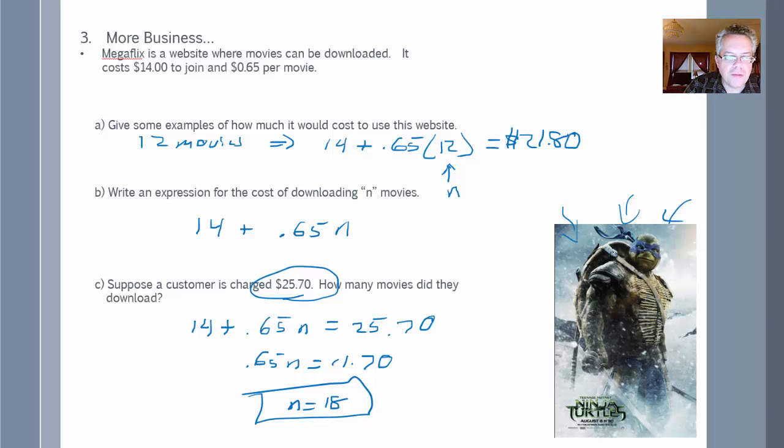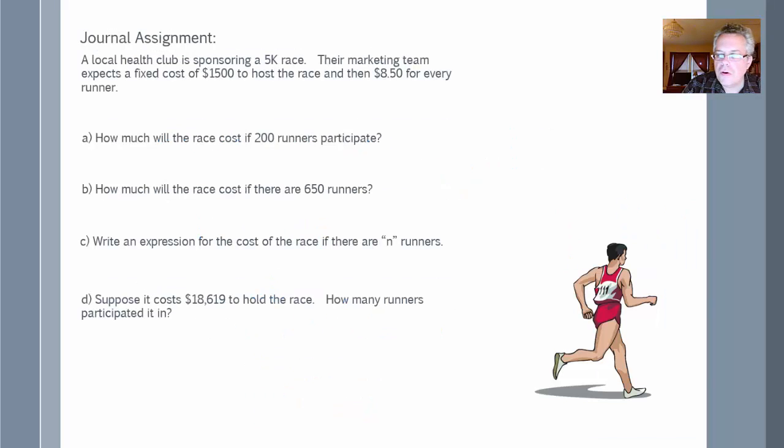All right, here we go. Time for the journal assignment. So you have one business problem to do. A local health club is sponsoring a 5K race. Their marketing team expects it to cost $1,500 as a fixed cost. So no matter how many people participate, it's going to cost $1,500. And then $850 for every runner. Okay, so go ahead and answer the questions here.